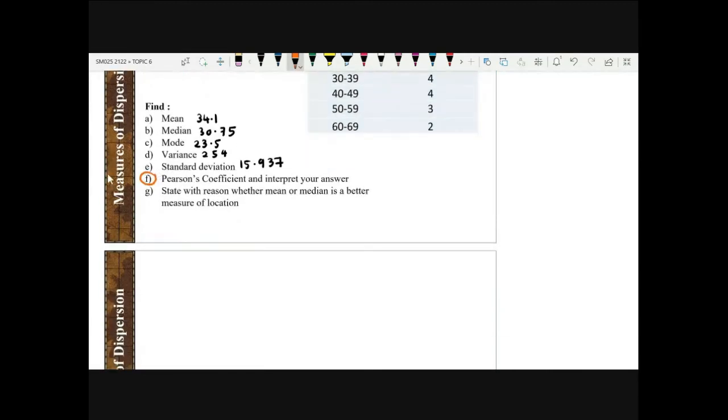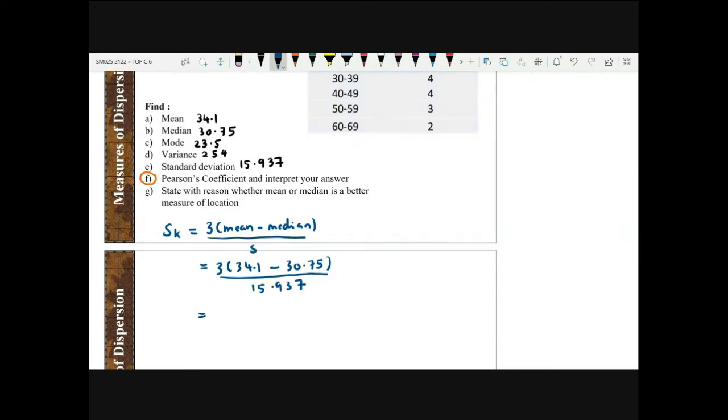Since this is our first question, so saya guna dua-dua formula lah. Okay. Pearson coefficient or our notation is SK. Highlight juga SK. Sebab sometimes keluar juga soalan, dia tak cakap find Pearson coefficient, dia cakap je find SK. Okay. So for SK, the first formula would be 3 mean minus median over standard deviation. So I just compute one by one. So 3 times with 34.1 minus with our median is 30.75 divided by the standard deviation 15.937.